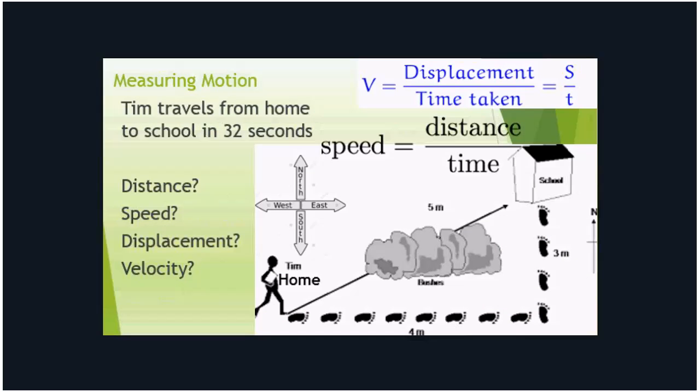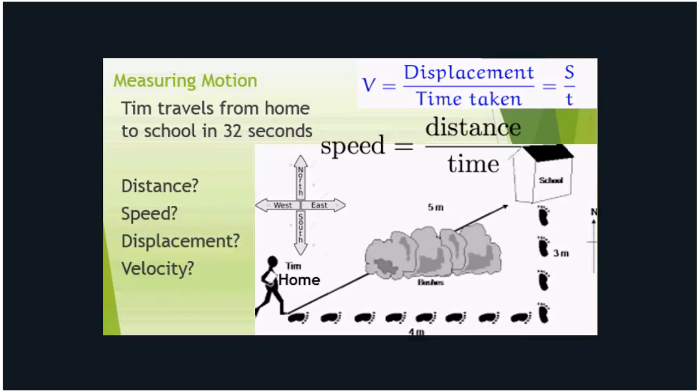Next question says, Tim travels from home to school in 32 seconds. So here's Tim at home. Here's Tim at the school. You follow the footprints over here. Remember, the distance is only where he walked. So look at the footprints. He walks to the right for 4 meters, then he walks up for 3 meters, and that's his total distance to the school. To find his total distance, I need to add those numbers. 4 plus 3 is 7 meters again.